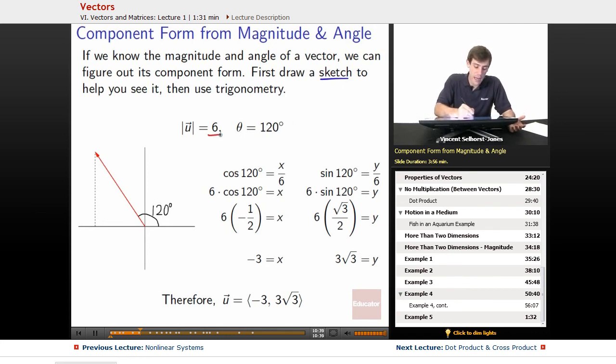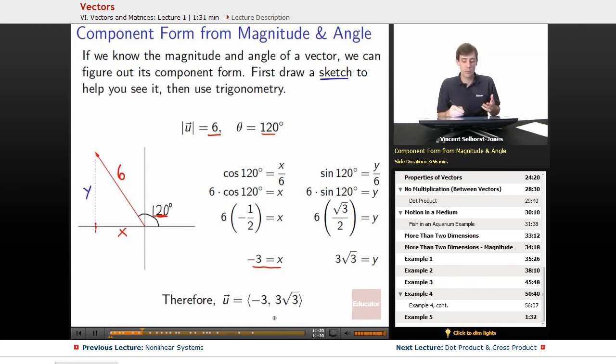In this case, we've got a length of 6, right? The length of our vector u is 6. Our angle theta is 120 degrees. We remember from trigonometry, cosine of 120, cosine of this angle here, is going to be equal to the horizontal amount of change, the x, divided by the length of the segment we're dealing with. So cosine 120 equals x over 6. Multiply both sides by 6. 6 times cosine 120. Cosine of 120 is the same thing as negative 1/2. So 6 times negative 1/2 gets us negative 3. So negative 3 is our value for x. Similar thing going on for our y.